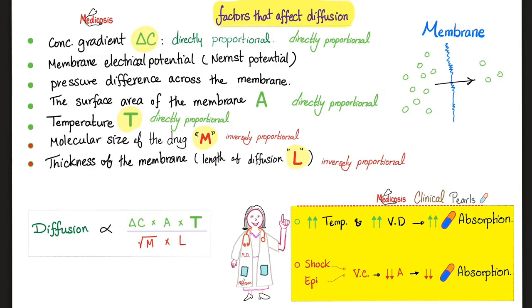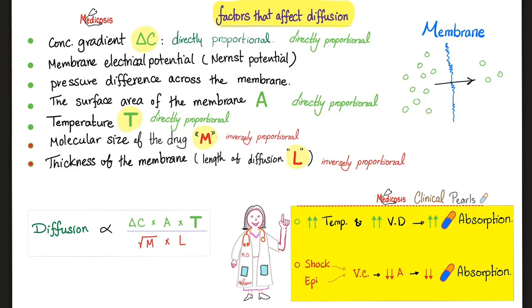What are the factors that affect diffusion, including absorption? There is the equation. Diffusion is directly correlated to delta C, which is the concentration gradient, A, which is the surface area, T, which is the temperature. But diffusion is inversely related to the square root of M, which is the molecular size of the drug, and L, which is the length, meaning the thickness of the membrane.